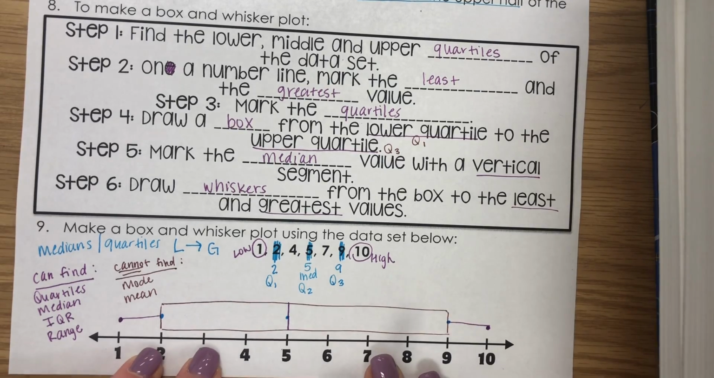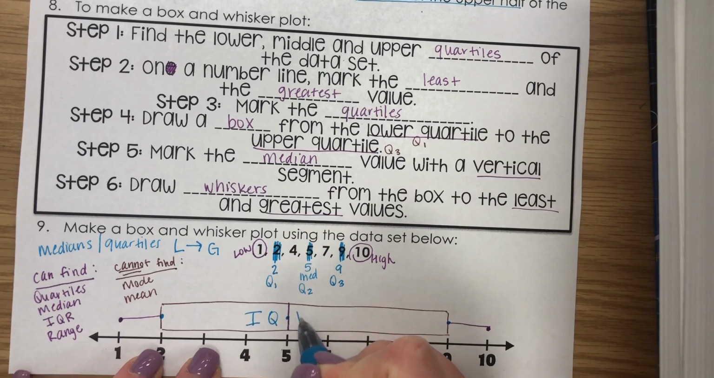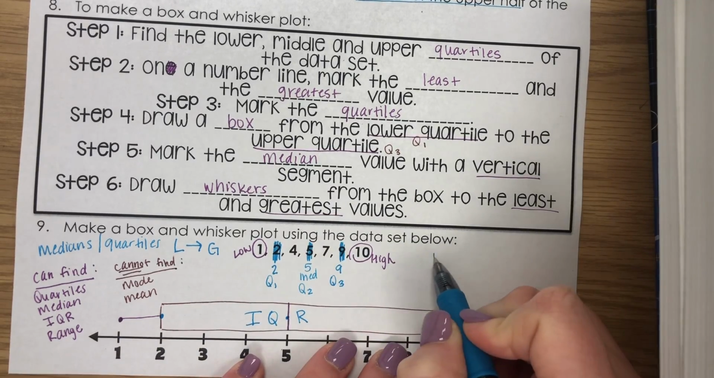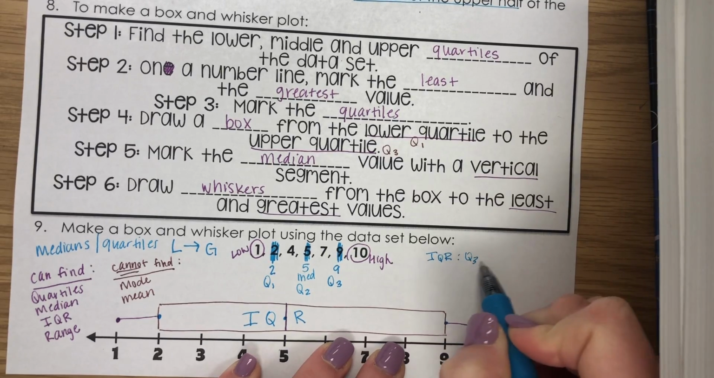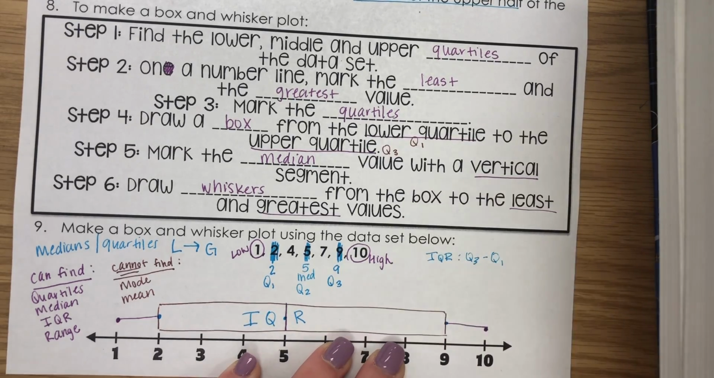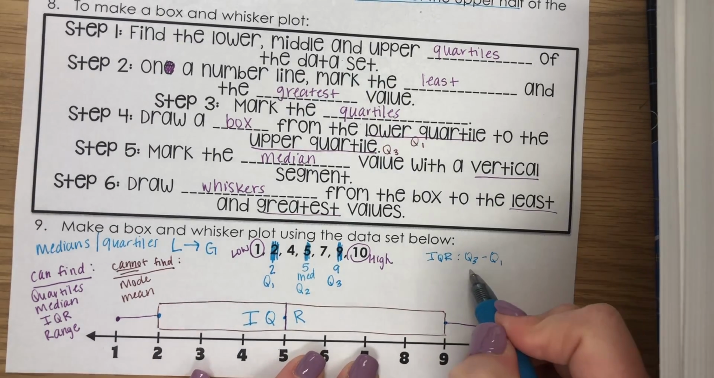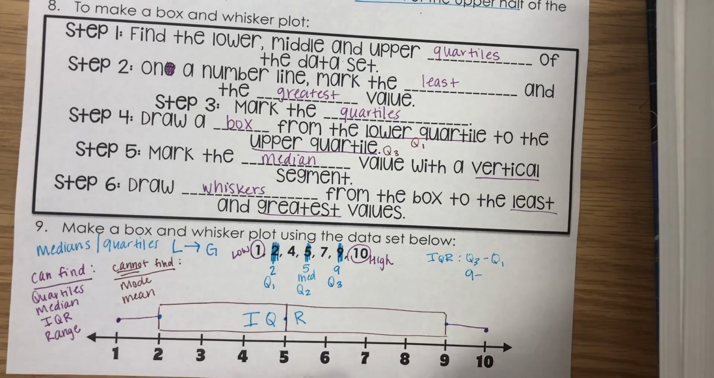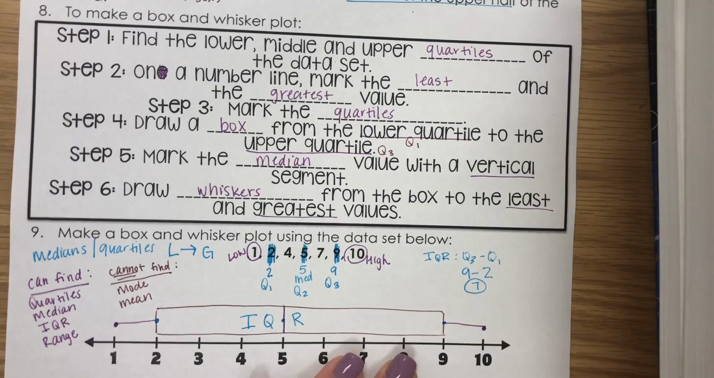Okay? So let's go ahead and find the inner quartile range and the range for this box and whisker plot here. So remember, the box is your IQR. So we want to find IQR by taking Q3 and subtracting Q1. So Q3 is going to be the end of the box, so 9, minus the beginning of the box, which is 2, so that gives us an inner quartile range of 7.